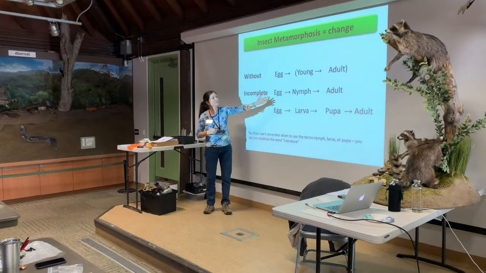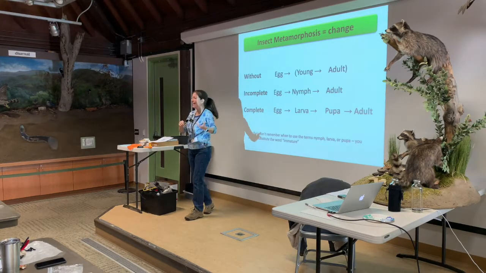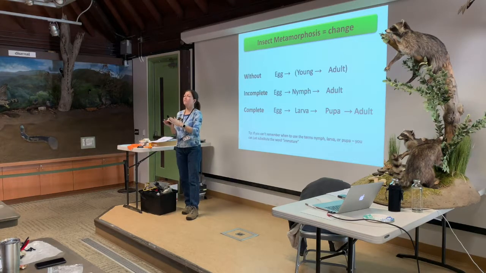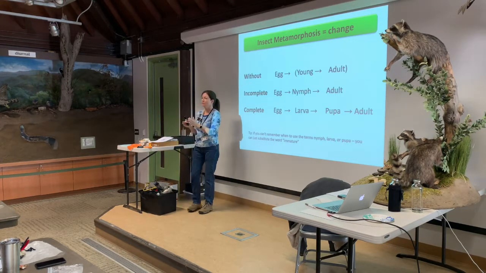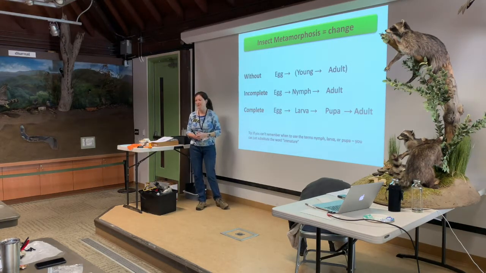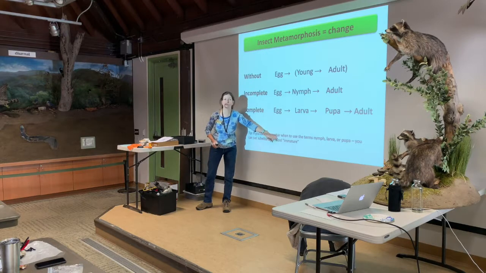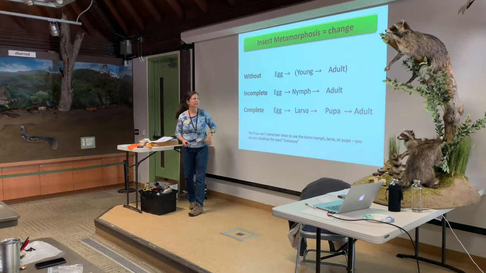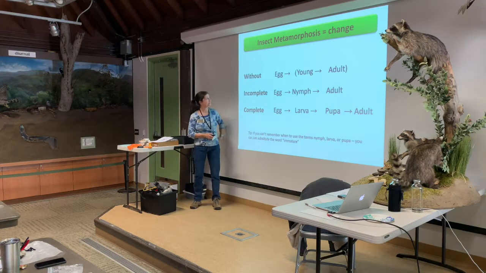Now we have nymph, larva, pupa, naiad, cocoon, chrysalis. We're going to have all these names. And if you don't remember those names, you just say immature. The immature insect, it's just an easy catch term that you can use if you can't remember is it a nymph or is it a larva. You can just say immature. So let's take a look at some examples.